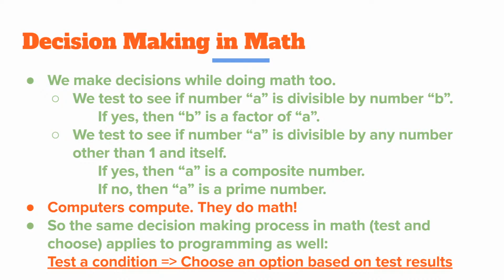So essentially what needs to happen is first there needs to be a condition. And so that condition must be tested. And based off the test results, then you can make a decision or choose an option. So this is the basis of decision making. This is important, so I'll let you guys look at this for a second.